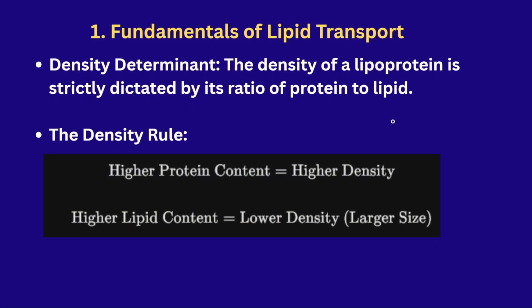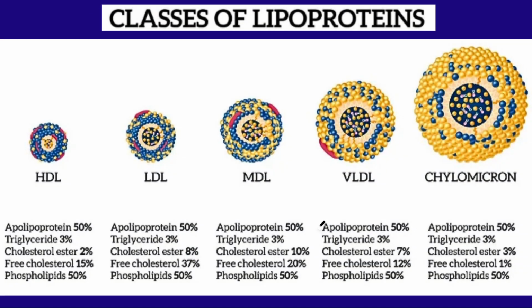We have to understand that there are fundamentals in lipid transportation. First, we already know that the lipids are transported from the intestine to the liver or to the targeted organs. Depending upon the protein content, the lipoproteins are of different types. So I will show you. If the protein is high, then it is high density lipoprotein. If the proteins are low, then it is low density lipoprotein. This is the picture. You can see that here.